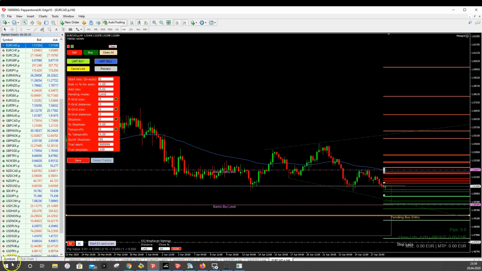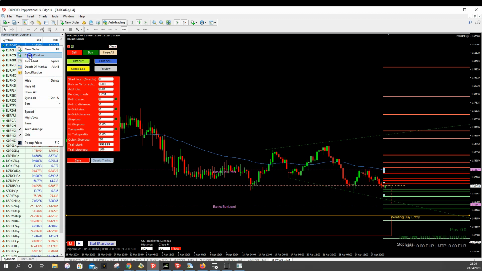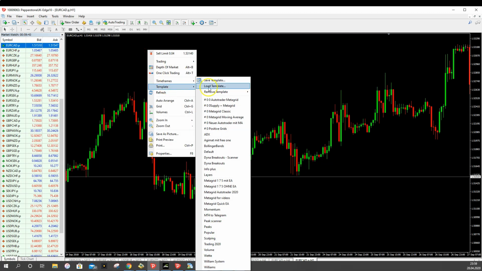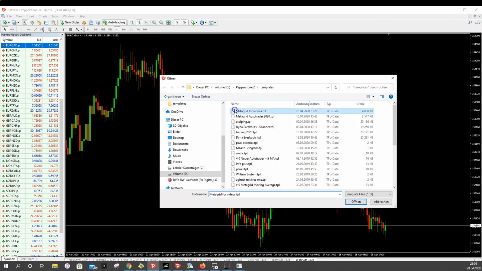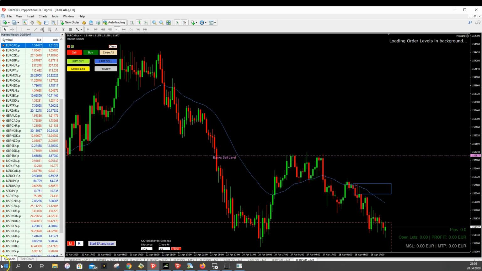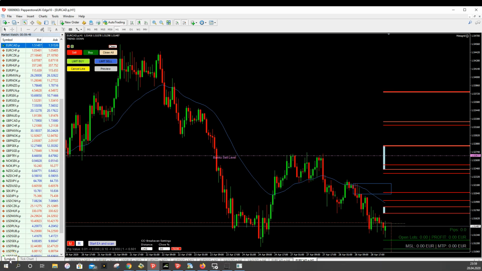So we have a buy entry here on the EURCAD. Let's see if we can also find a sell entry. We copy this pair again a second time. I load my template for this. And then let's see if we can find a sell entry too.